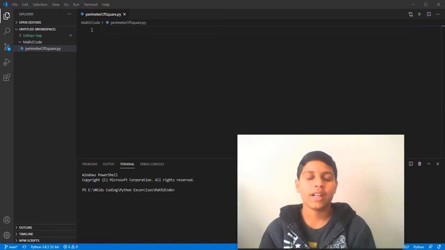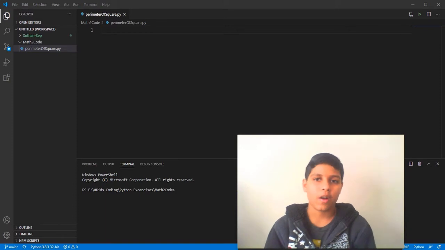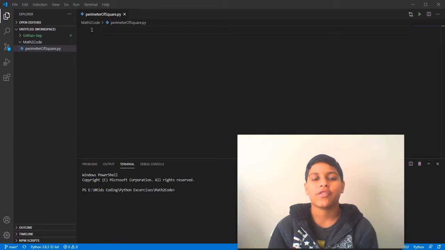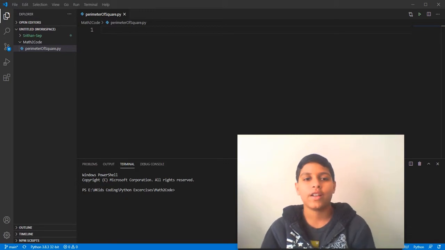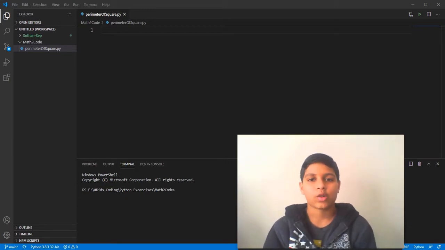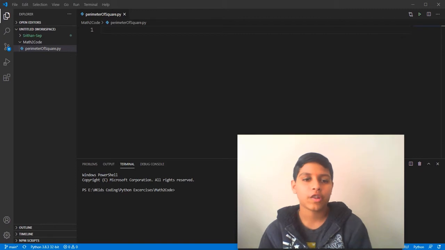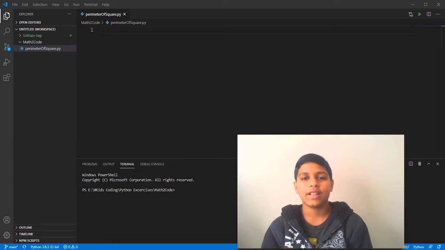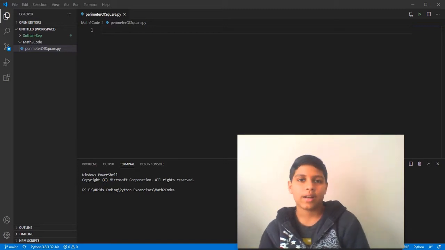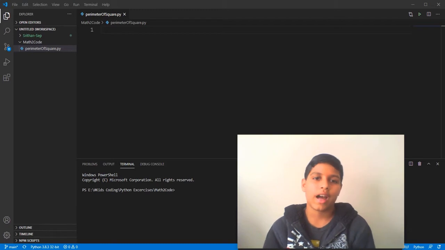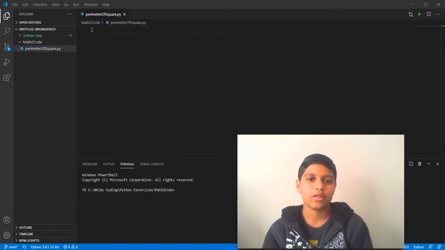Today's topic in math to code is perimeter of a square. First, how do we calculate it? First of all, what is a square and what is a perimeter? A square is a flat shape with 4 sides and 4 angles, and each and every side is equal, and each and every angle is equal too, with 90 degrees. And a perimeter is the outside distance around a closed figure.